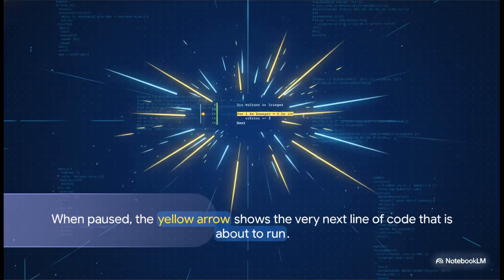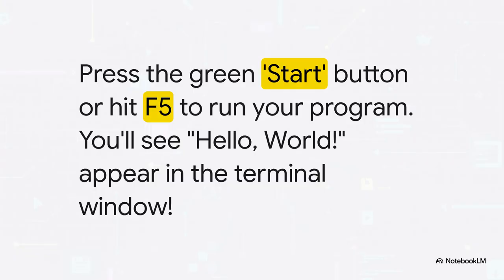So check out what happens when you run the code now. Everything just stops right at our breakpoint. See that yellow arrow? It's pointing to the exact line of code that is about to run next. This is the heart of debugging. It lets you literally freeze time so you can look around and figure out what's going on. It's a superpower.